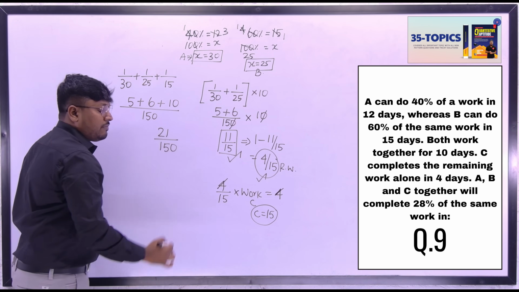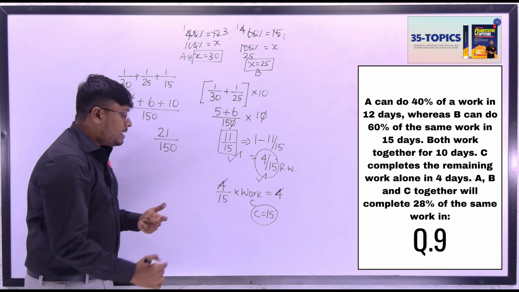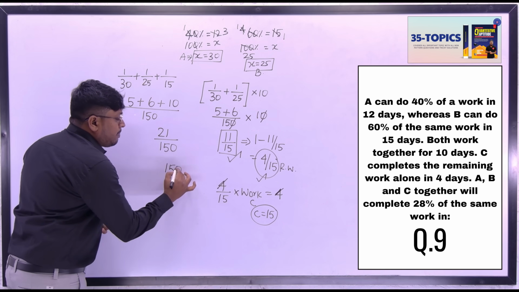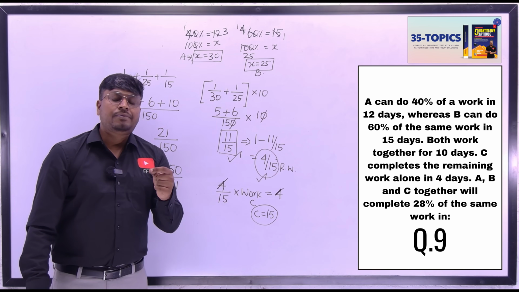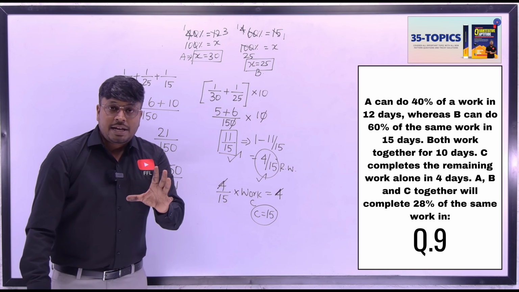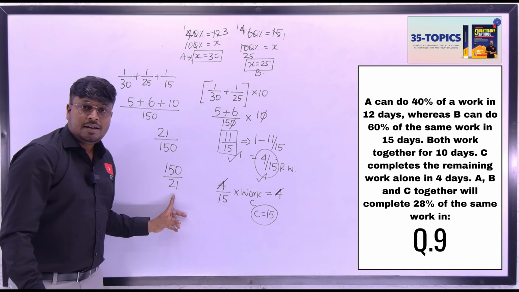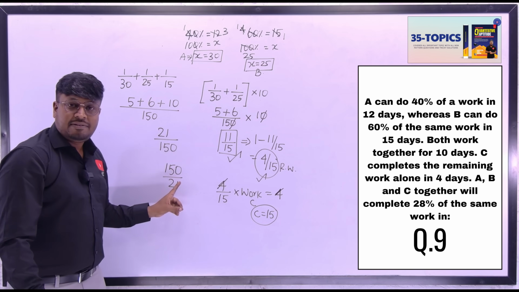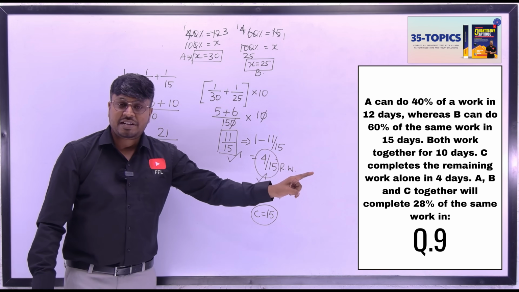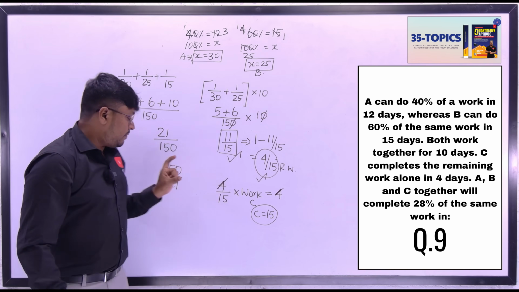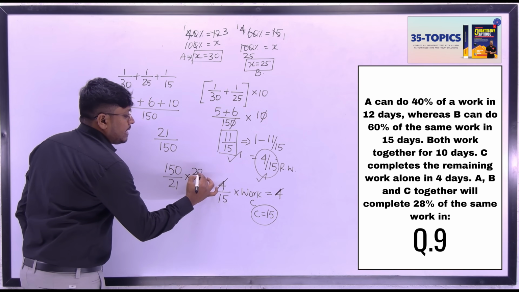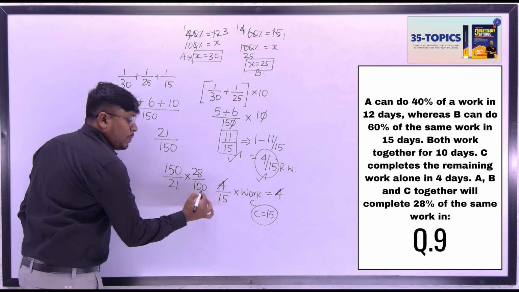21 divided by 150. So when you take the reciprocal, finally, if all the 3 are working, they will be completing a task in 150 by 21 days. But our target, this is 100% of the work, right? So we didn't find 28% anywhere else, but at last in the question they have mentioned it. If they have to do only 28% of the work, so from this value, find what is 28 by 100.